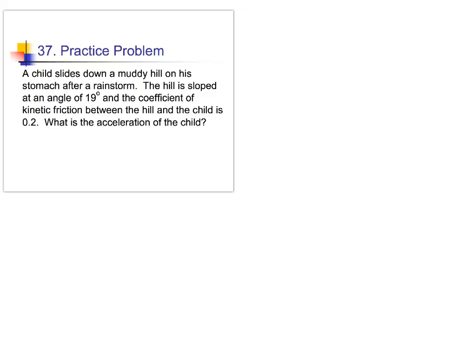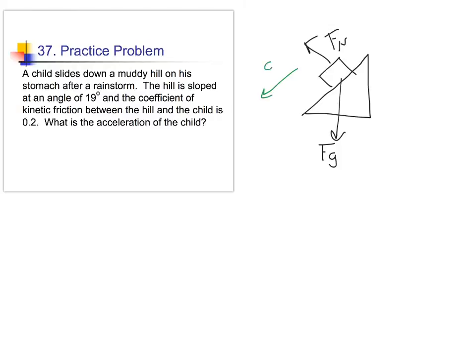Moving on to my next one, I have a child sliding down a muddy hill after a rainstorm. And we want to know the acceleration of the child, so we'll start once again with our free body diagram. There's my hill, here's my object, and so I have the force of gravity. I have my normal force, and if they're going down the hill, our acceleration is going to be down like that. Friction is going to be going up the hill, kinetic in this case.